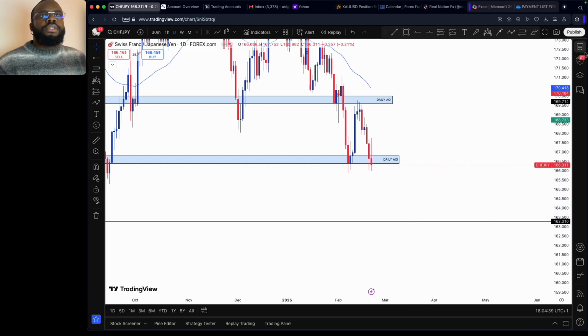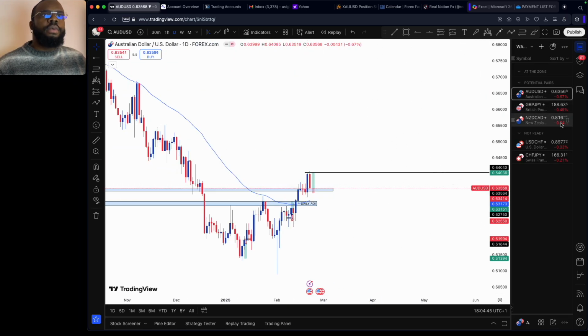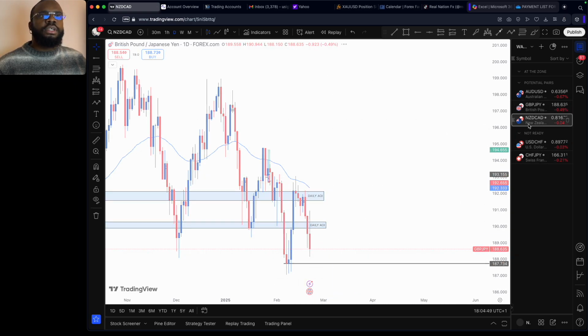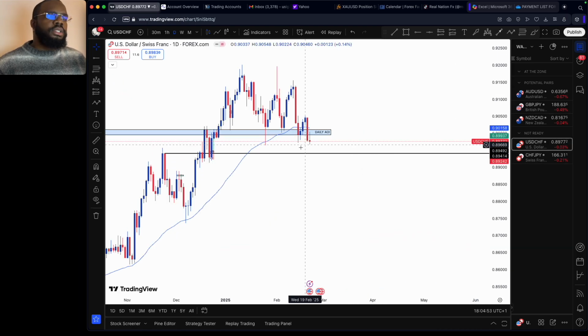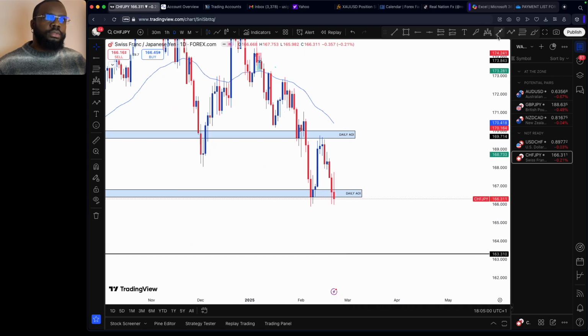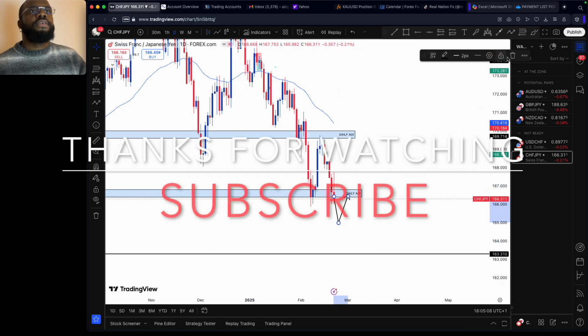So these are the pairs I have for next week. We have AUD USD for buys, GBP JPY pullback for sells, NZD CAD pullback for buys, USD CHF pullback for sells, CHF JPY breakout close, retest to sell. So these are the pairs I have for the upcoming week.